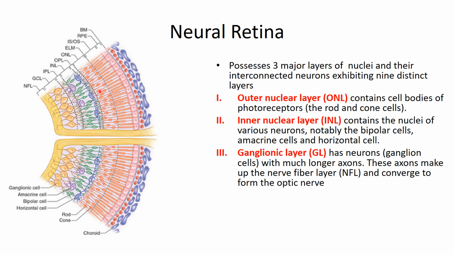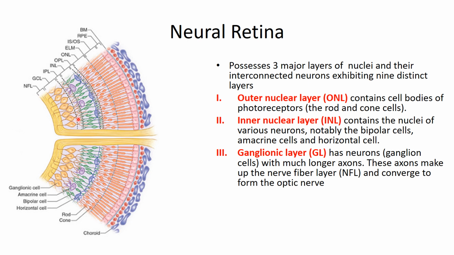Obviously it consists of the neuronal cell bodies and the nuclei of the photoreceptor cells. So the outer nuclear layer consists of the cell bodies and nuclei of rods and cones. Then the inner nuclear layer consists of the neuronal cell bodies and nuclei of the bipolar cells, amacrine cells and horizontal cells.